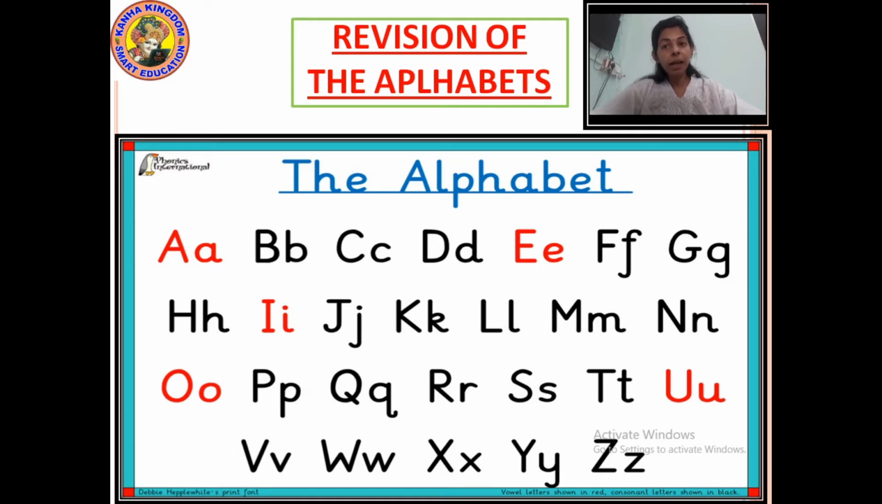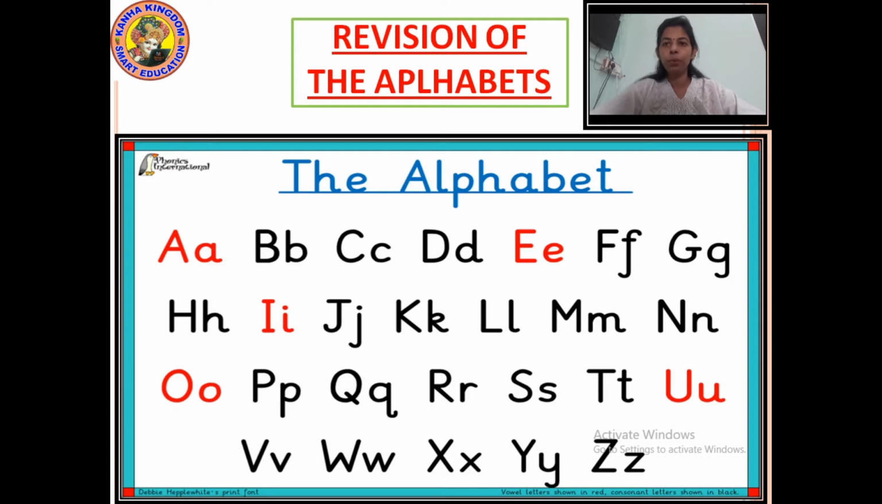Now, what comes after l? Yes, m. M for monkey. This is our capital M. And this is our small m. Very good. Now what comes after m? Yes, n. This is our capital N. And this is our small n.